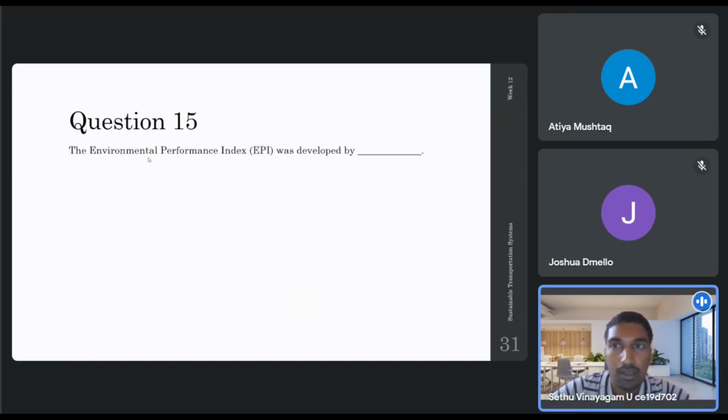Question number 15: the EPI, Environmental Performance Index, was developed by dash. The options are University of Nottingham, Yale University, Technical University Vienna, and University of Chicago.